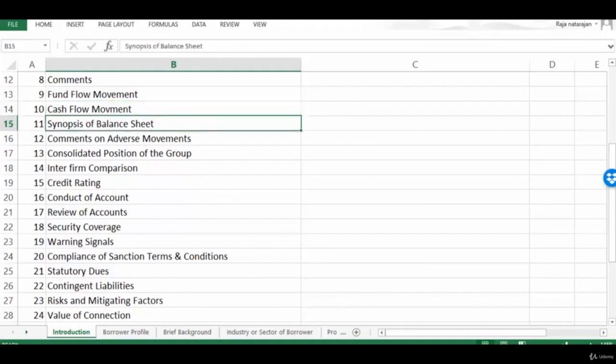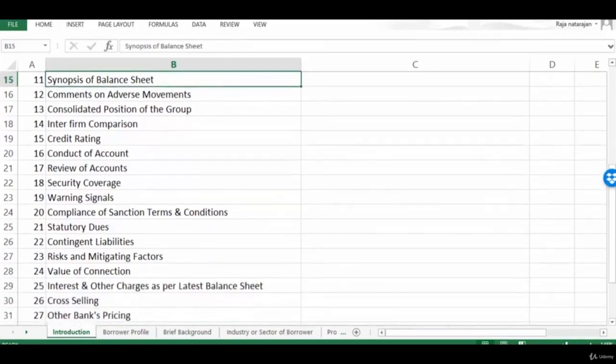Then a synopsis of the balance sheet is presented, basically to enable the sanctioning authorities also to have a look at the balance sheet, because generally balance sheet analysis will stop at credit officer level, but if the sanctioning authority wants to have a look at the balance sheet, yes, they can go through the synopsis. And if any of the items in the balance sheet is showing adverse movement, that has to be explained. We'll be discussing each and everything in detail in later stages.